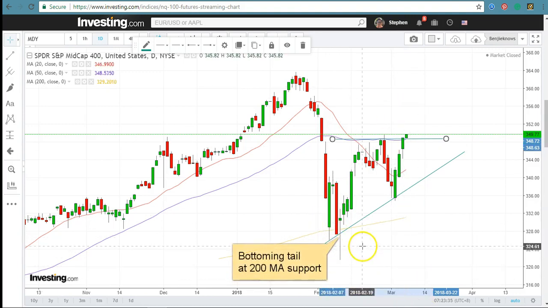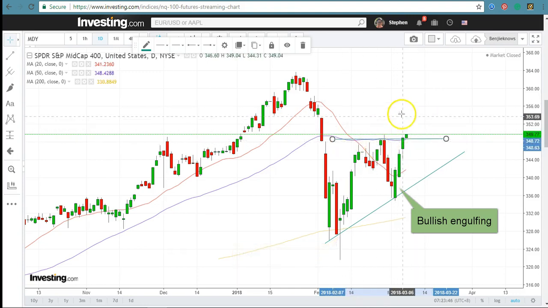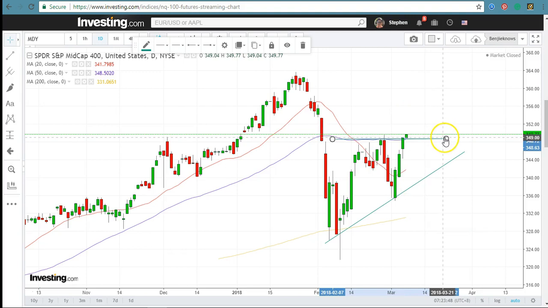I found support here, and then there's a bullish engulfing here, and then it went higher. So if it continues to move higher, this area will form a new support for the mid caps. In the event that it corrects, you will find support here, which we can look for, and hopefully it bounces up higher.